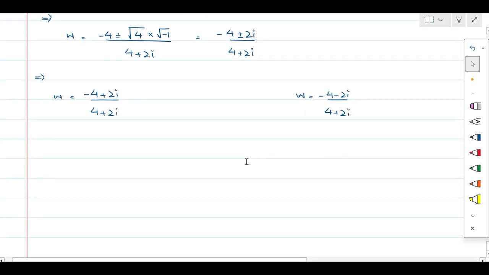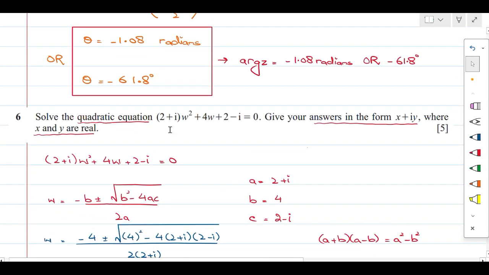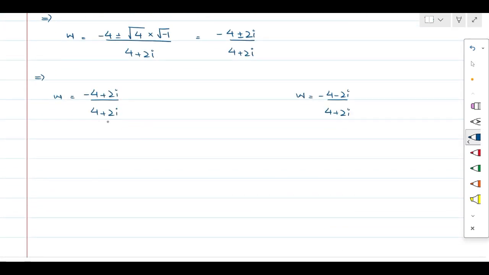Okay, now these are the two solutions for w, but we need to convert them into the form x plus iota y. Whenever we have iota in the denominator, we have to rationalize it, right? Rationalization means multiplying and dividing by the conjugate of the denominator. So the denominator's conjugate is 4 minus 2i, so we multiply and divide by 4 minus 2i, its conjugate, right?